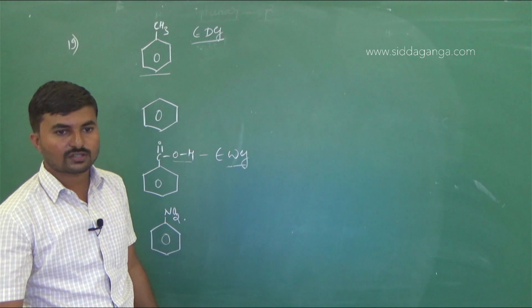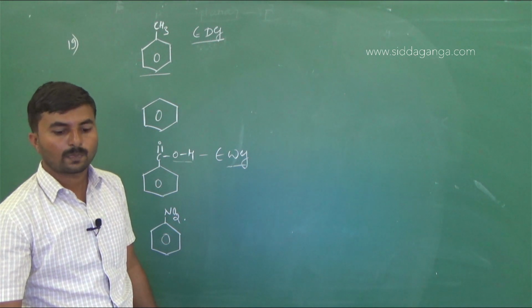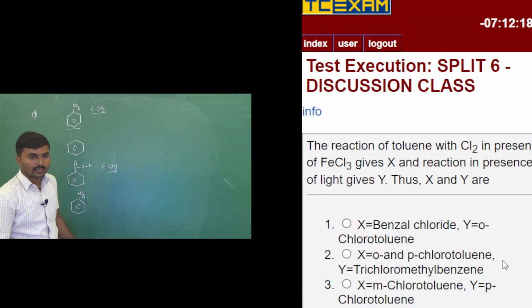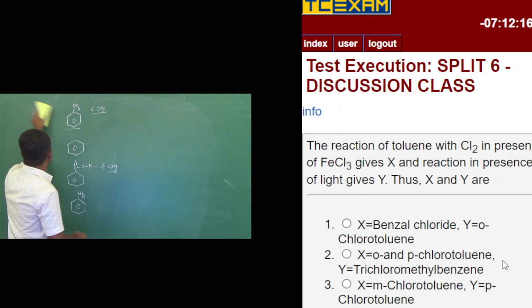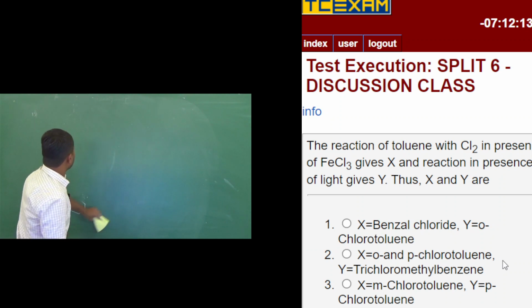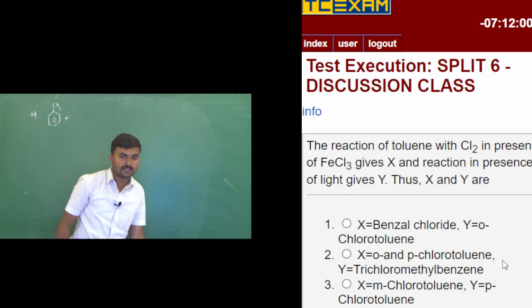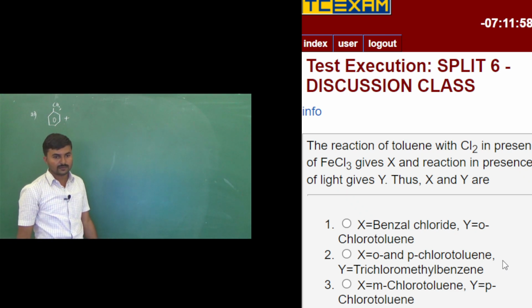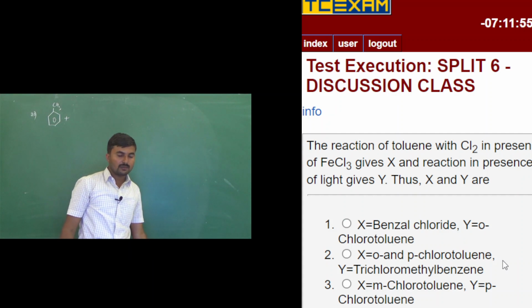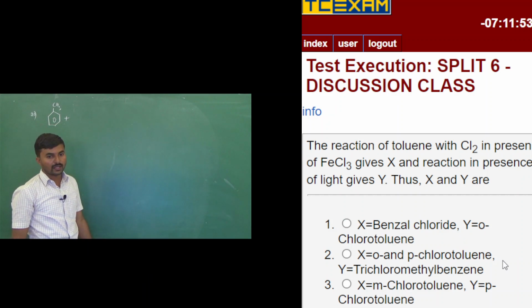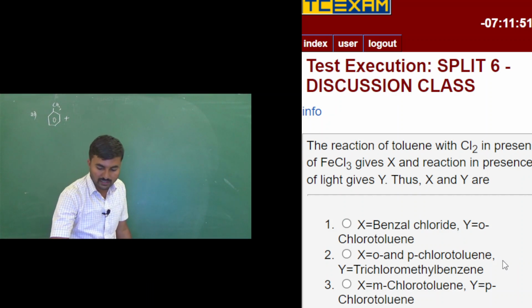So the last question is the reaction of toluene with Cl2. This is the structure of toluene plus Cl2. The reaction of toluene with Cl2 in presence of FeCl3 gives X, and the reaction in presence of light gives Y. Thus, the products X and Y are?